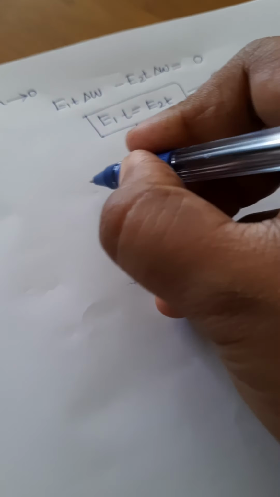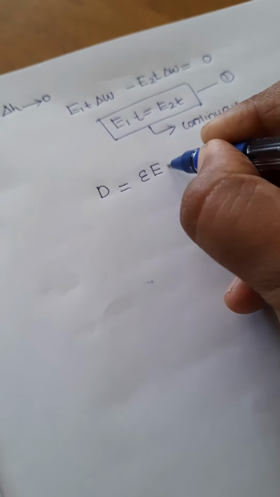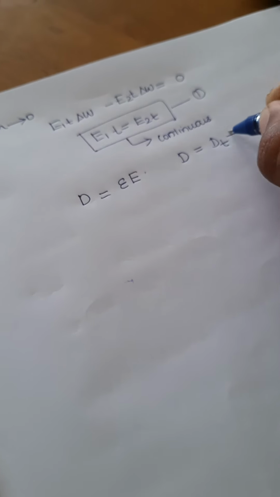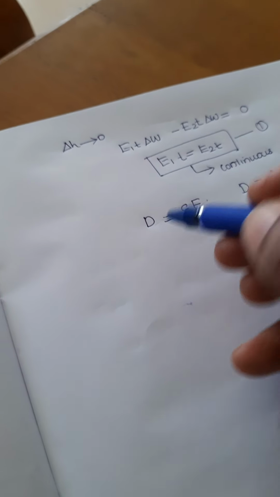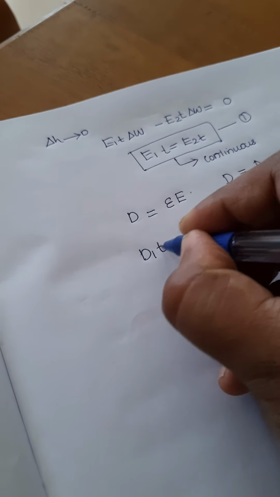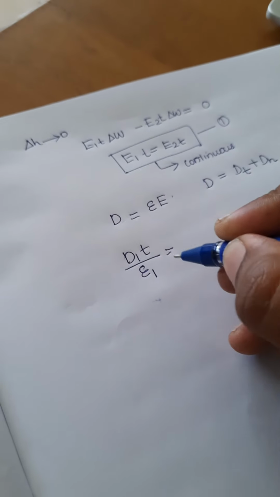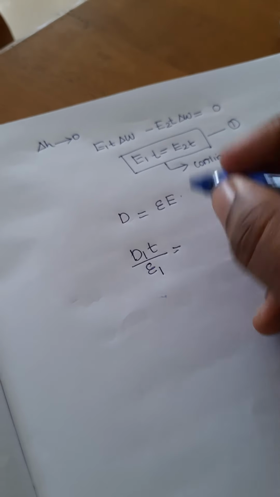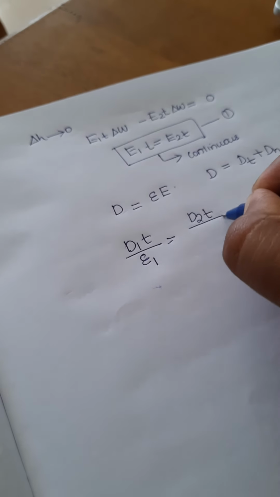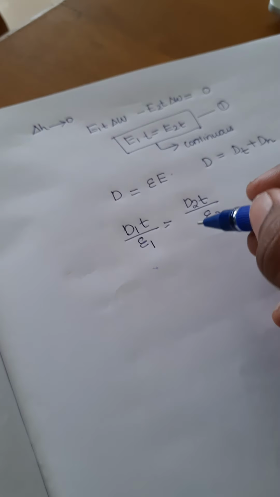And again we know that in the case of flux density, D is equal to epsilon E. This D is also composed into two components, tangential and normal, Dt and Dn. So we can substitute D1t by epsilon 1 for the first media, which is equal to D2t by epsilon 2. And this is another condition.